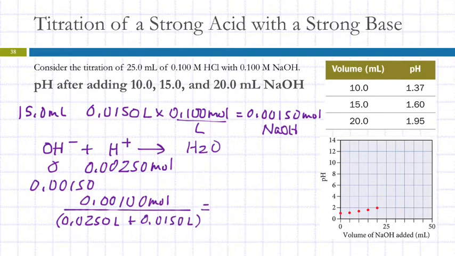So I'm getting a concentration of 0.025. And pH is the negative log of that, 1.6020. So that's this point right here.